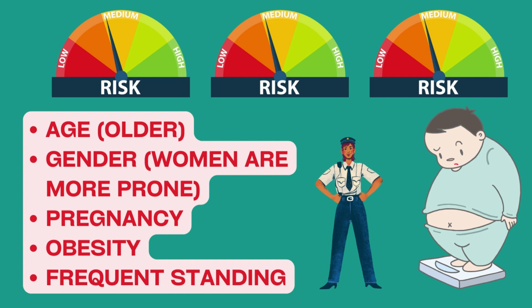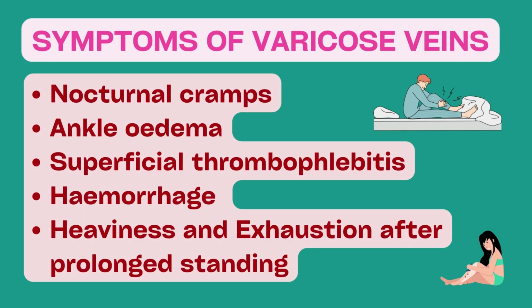The next is obesity. In obesity, vein pressure is increased when a person is overweight. The last factor is prolonged standing. Lack of movement causes blood to pool in the veins. Usually professions like traffic policewomen are at risk. Now let us study the clinical symptoms and signs. This is a very famous clinical question too. Superficial varicose veins can lead to nocturnal cramps, ankle edema, superficial thrombophlebitis, and hemorrhage. They can also induce heaviness and exhaustion after prolonged standing.